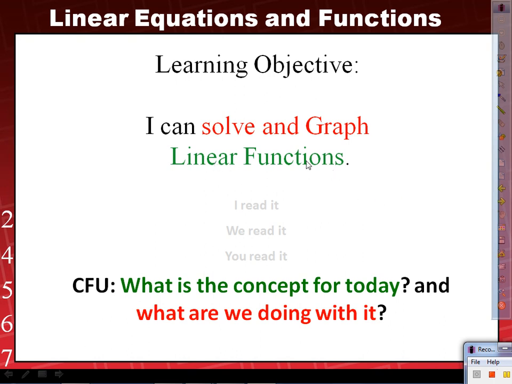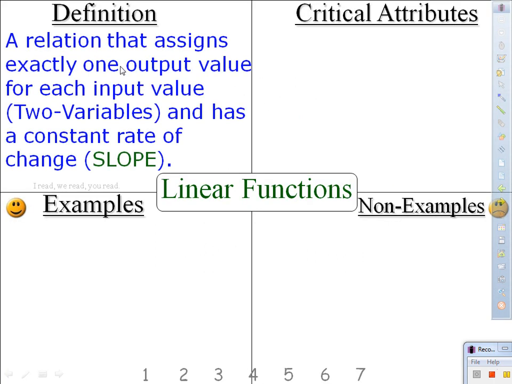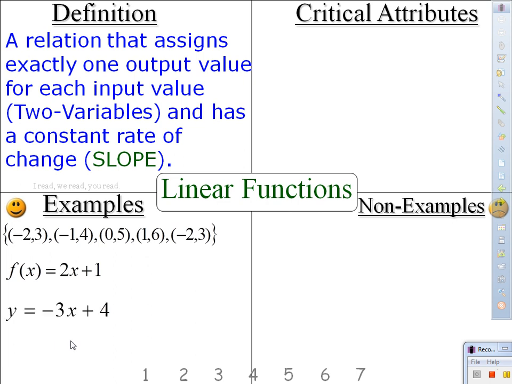So what are linear functions? Linear functions are a relation that assigns exactly one output value for each input value. It has to be in two variables and has a constant rate of change known as slope. Examples. Here's a set of points. Write those down. And I'm going to give you 3 equations, and then we'll talk about those in a little bit. So copy that.